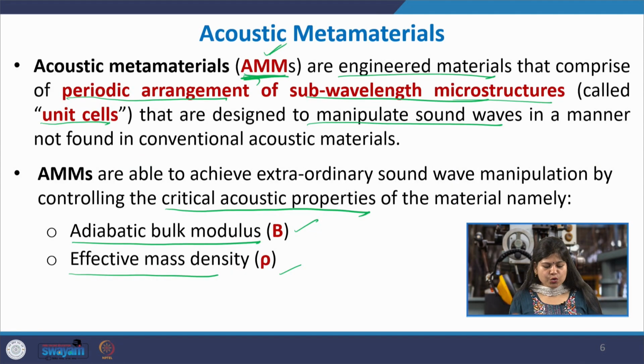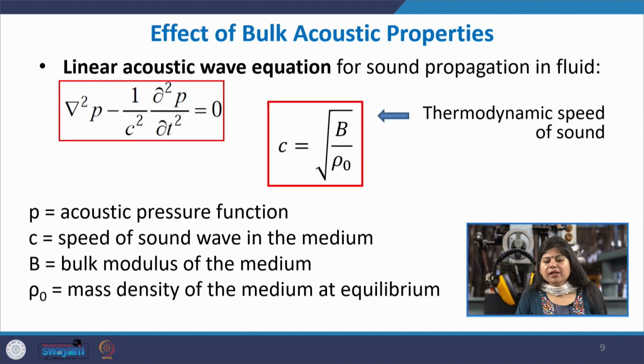It was said that they are able to manipulate the sound waves basically by manipulating these two parameters, which is B and rho. How is this achieved? So, let us see how the bulk acoustic properties affect our sound wave propagation. Okay? So, a recap on what we have studied in the acoustic fundamentals part of this lecture series.